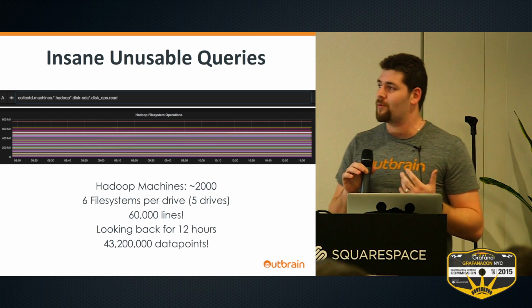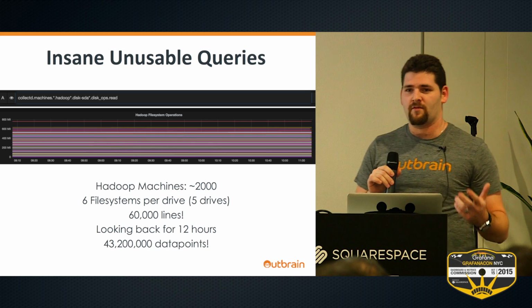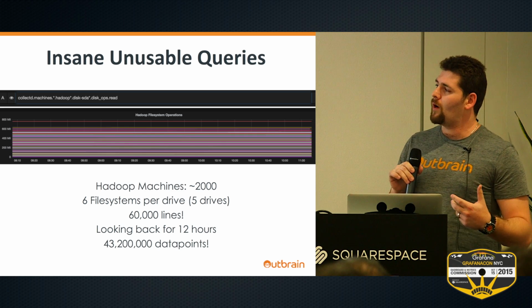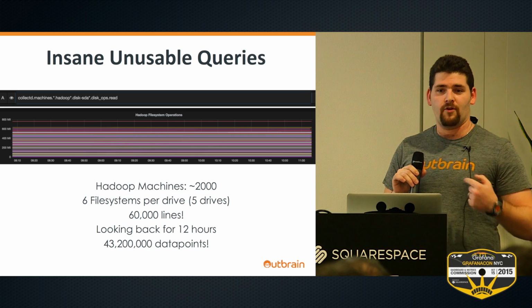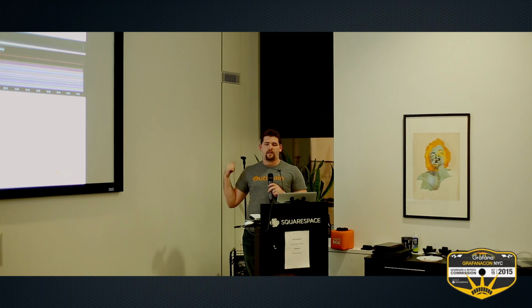But if we just do some math, we can take a look. We have about 2,000 Hadoop machines, 6 file systems per machine, and 5 drives on every machine. So you're asking Grafana, or rather your browser, to render 60,000 lines on one query. And then if you look back for 12 hours, you're really telling Graphite, hey, go give me 43 million data points and tell me what happens. And I got news for you, it's not pretty.